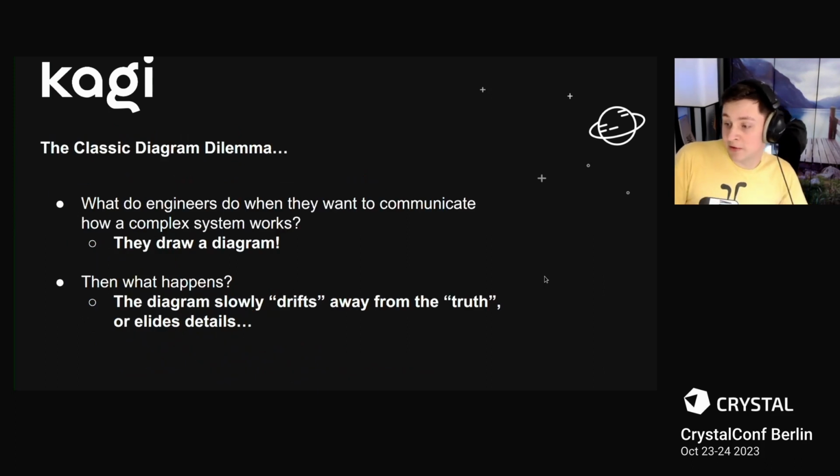So one thing that helps a lot of people is diagrams. Classically, it's what engineers make when they want to communicate how a complex system works. But after a while, the diagram itself becomes another thing to maintain. It drifts away from the truth or might elide important details, where you can only gather whatever information the author included before you have to read the source anyways to find that's not quite right, or something like that.